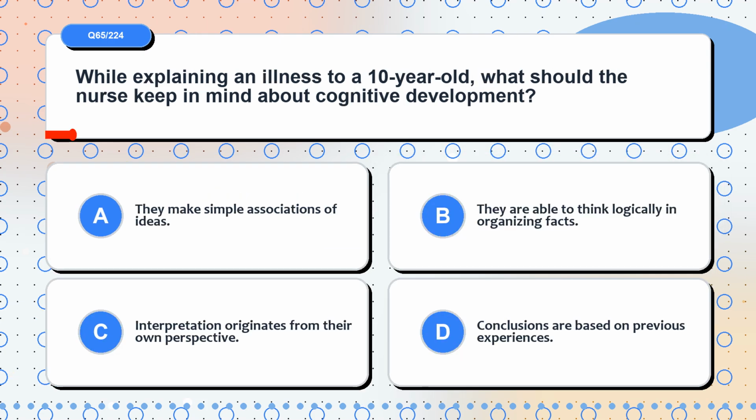Question 65. While explaining an illness to a 10-year-old, what should the nurse keep in mind about cognitive development? Here are the options. Option A. They make simple associations of ideas. Option B. They are able to think logically in organizing facts. Option C. Interpretation originates from their own perspective. Option D. Conclusions are based on previous experiences.